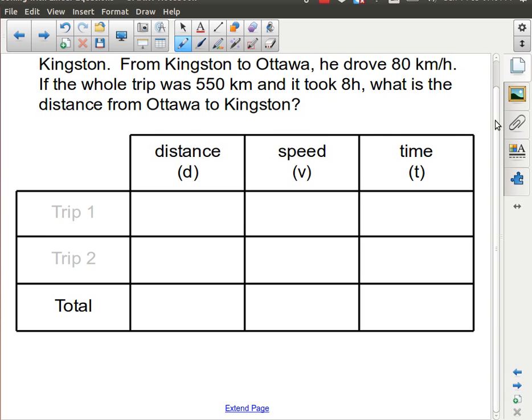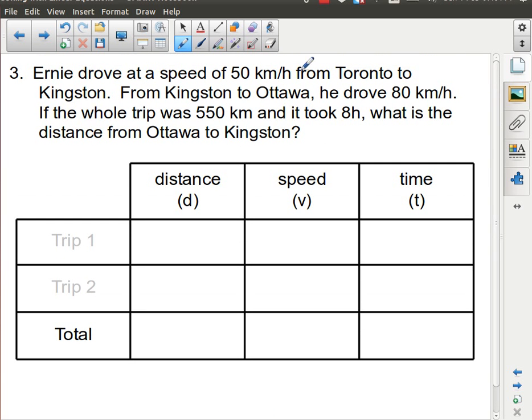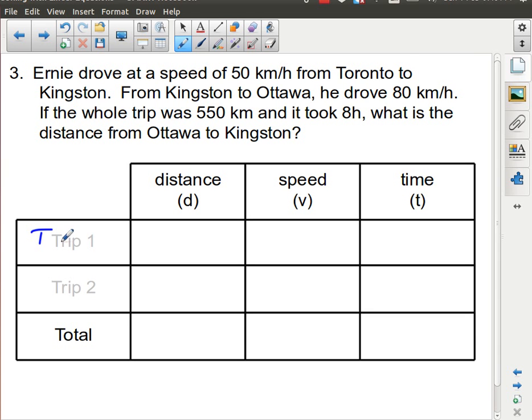So we've got the same problem here. Ernie drove at a speed of 50 kilometers per hour from Toronto to Kingston. Well, here's Toronto to Kingston. That's trip 1. And let's see, what are we told? A speed of 50 kilometers per hour. Drove from Kingston to Ottawa. He drove that at 80 kilometers per hour.